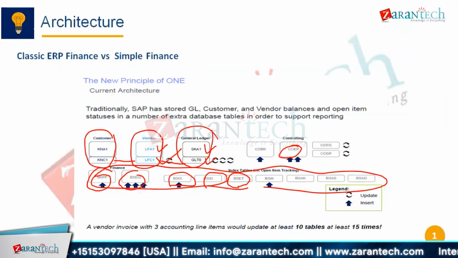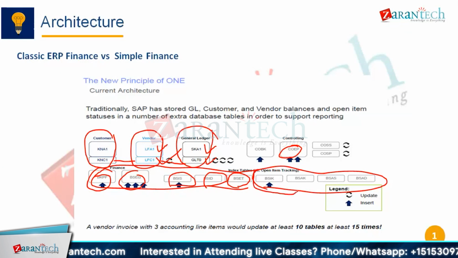Now let's move to the next part. One point over here: BSID, BSAK, BSIK, all these tables will exist. That means in S/4HANA as well? Not as a table, but as a view. Okay, correct. It is not storing any data. It is just pulling the data from some transparent table.